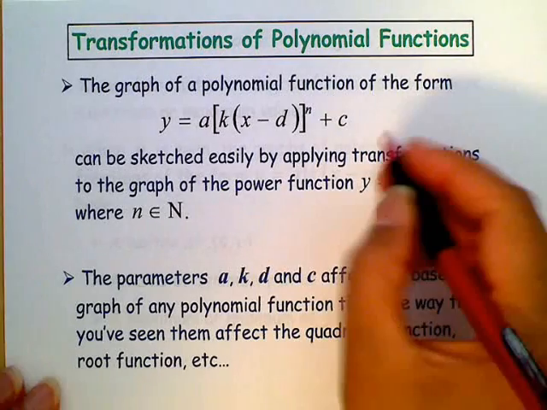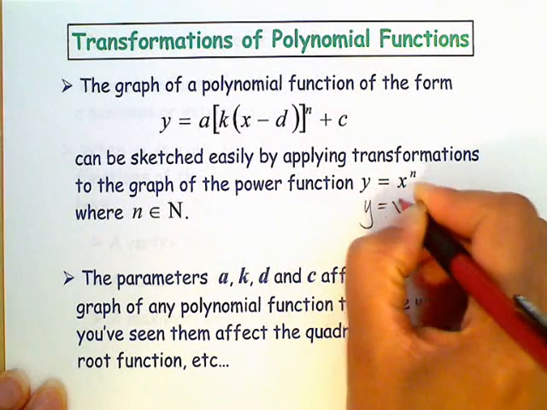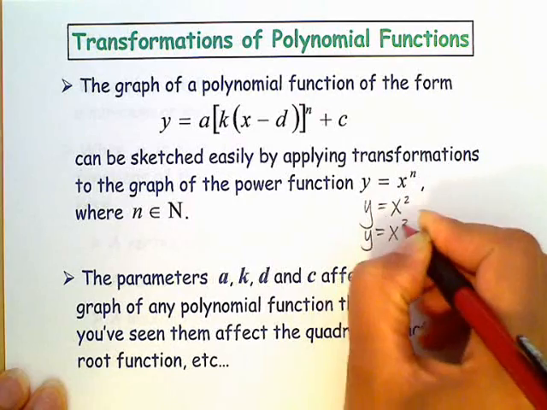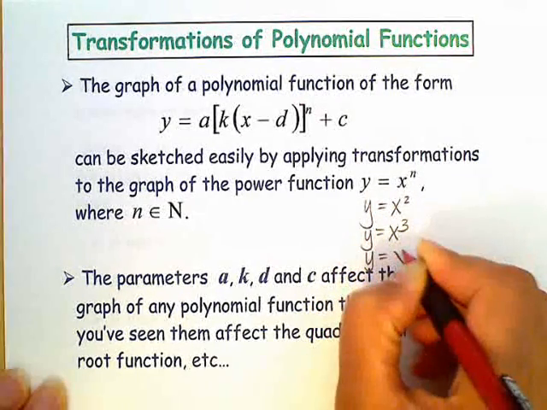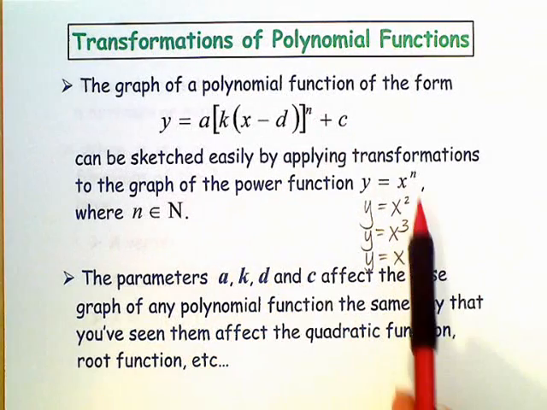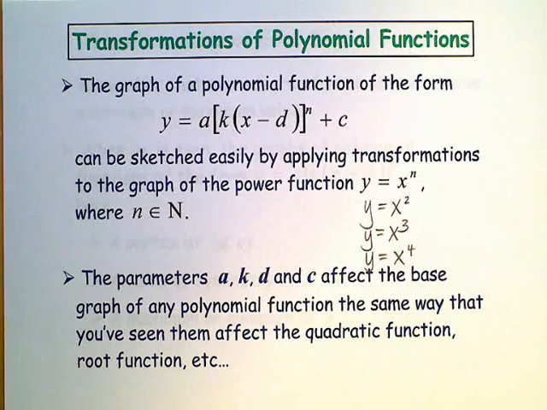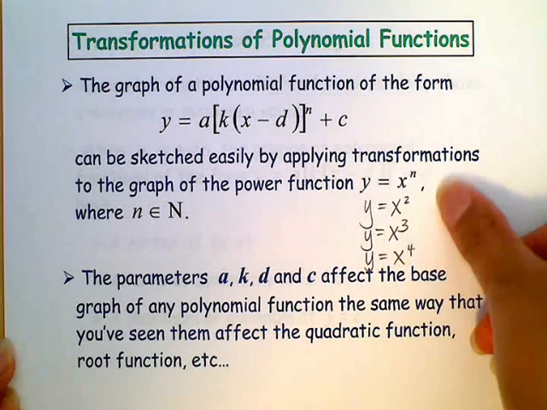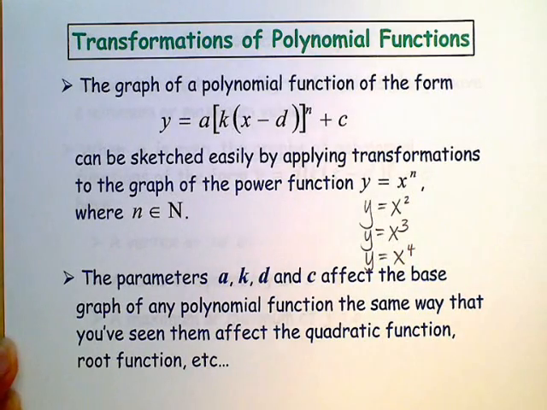Depending on what your base graph is, whether it's quadratic, cubic, or quartic, you apply the different transformations that you see here to these base functions. Okay? The parameters a, k, d, and c affect the base graph of any polynomial function the same way that you've seen them affect the quadratic function or the root function or any of the other functions that we looked at last year. So the transformations are still the same. They are still applied to the base graph. It's just that the base graph will look slightly different.